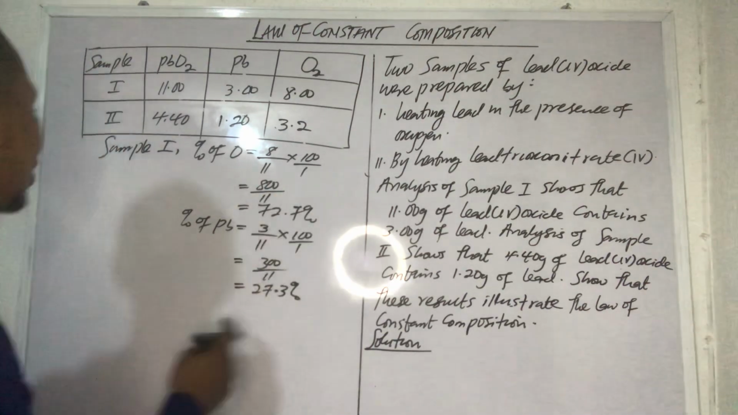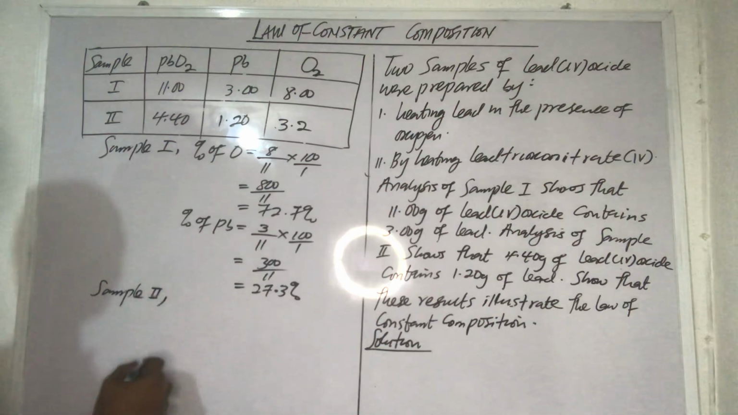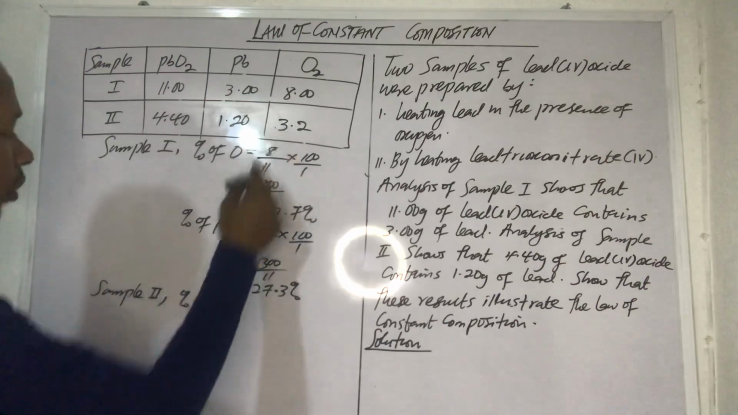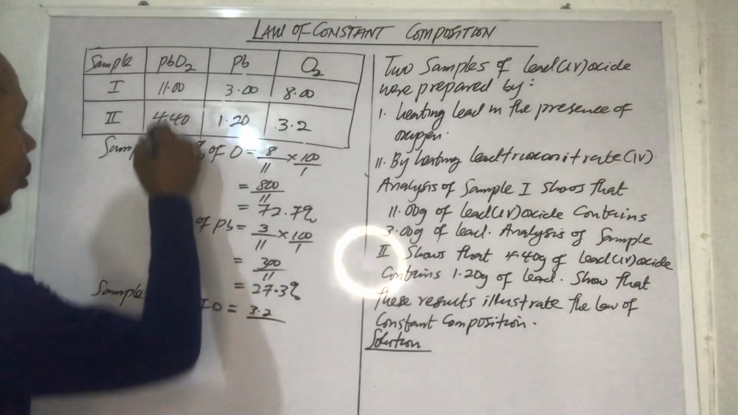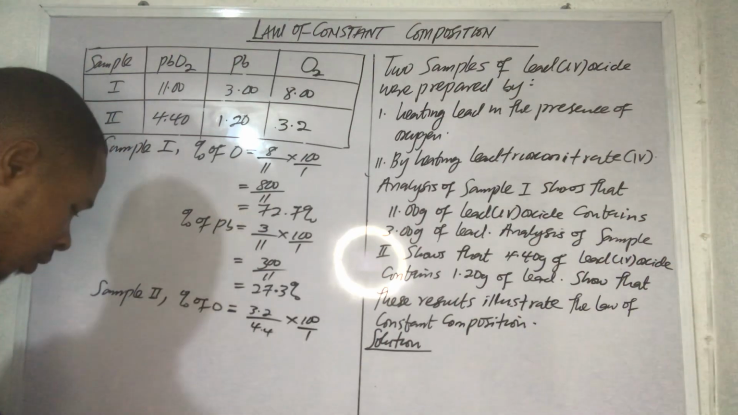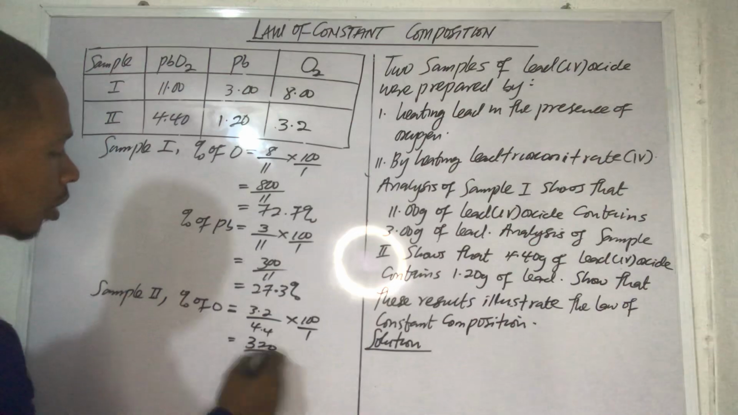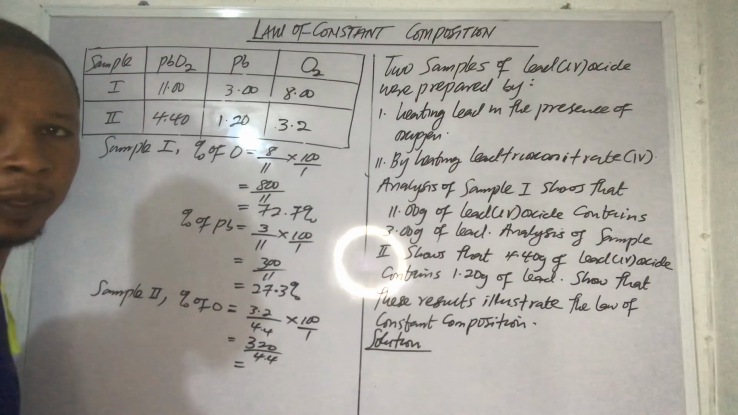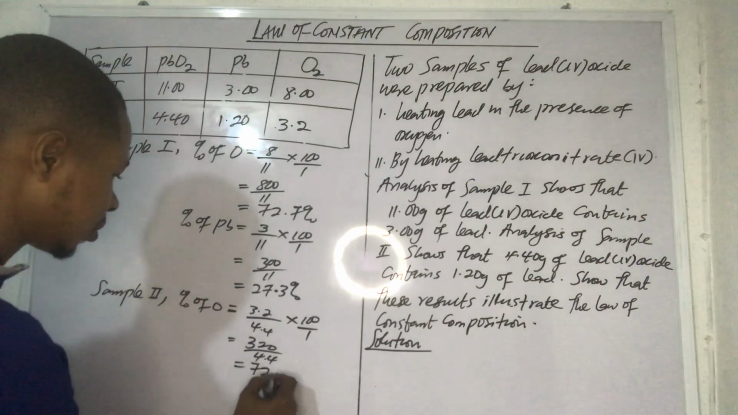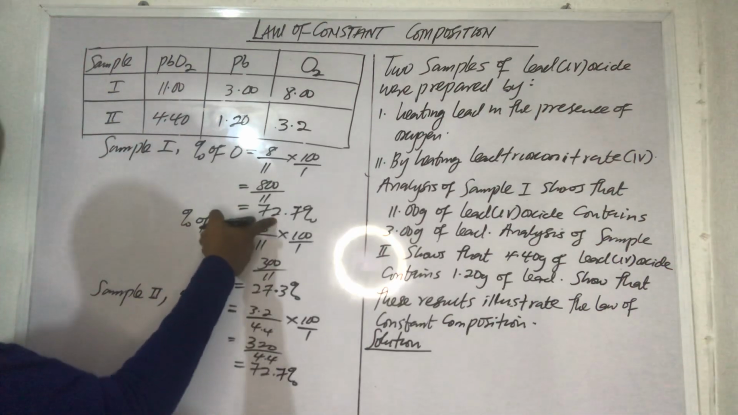Then I'll go to sample 2 and see if the percentage for oxygen and lead is the same as this. In sample 2 now, percentage of oxygen. Mass of oxygen is 3.2, total mass is 4.4, times 100 over 1. 3.2 times 100 is 320 over 4.4. Then 320 divided by 4.4 will give me 72.7%, the same as the oxygen of the first sample.